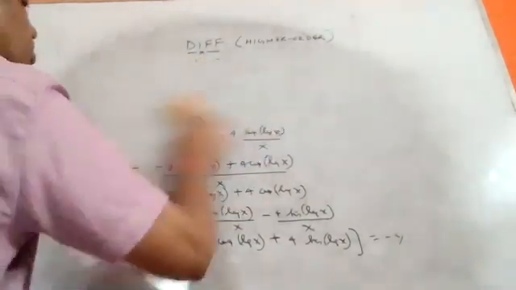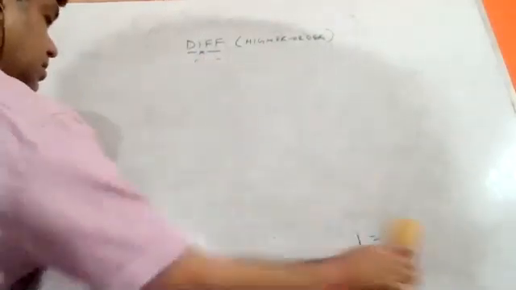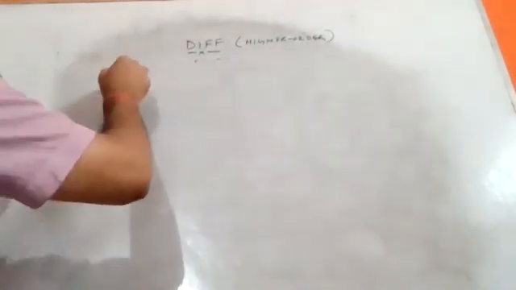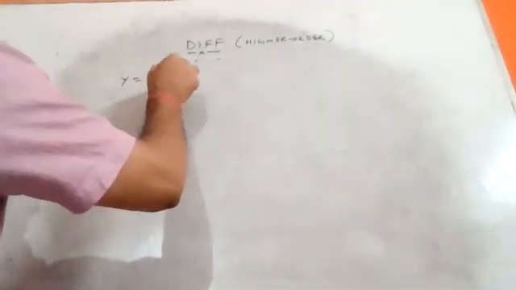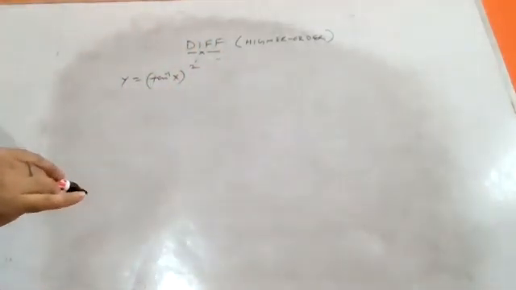Now we are going to take more questions. Let's take one more question. This one is also a board problem question. That is y is equal to tan inverse x whole square. Y is equal to tan inverse x whole square.